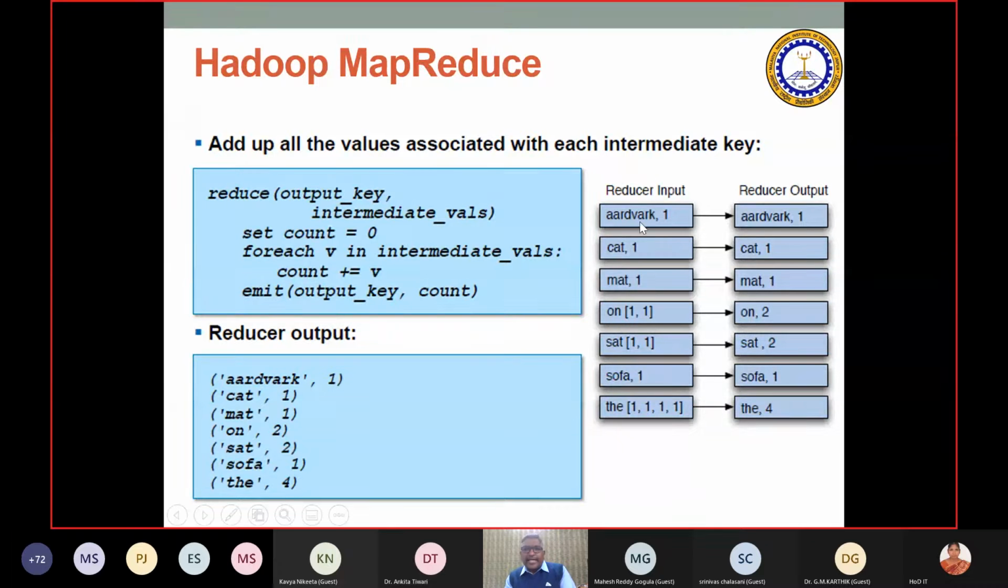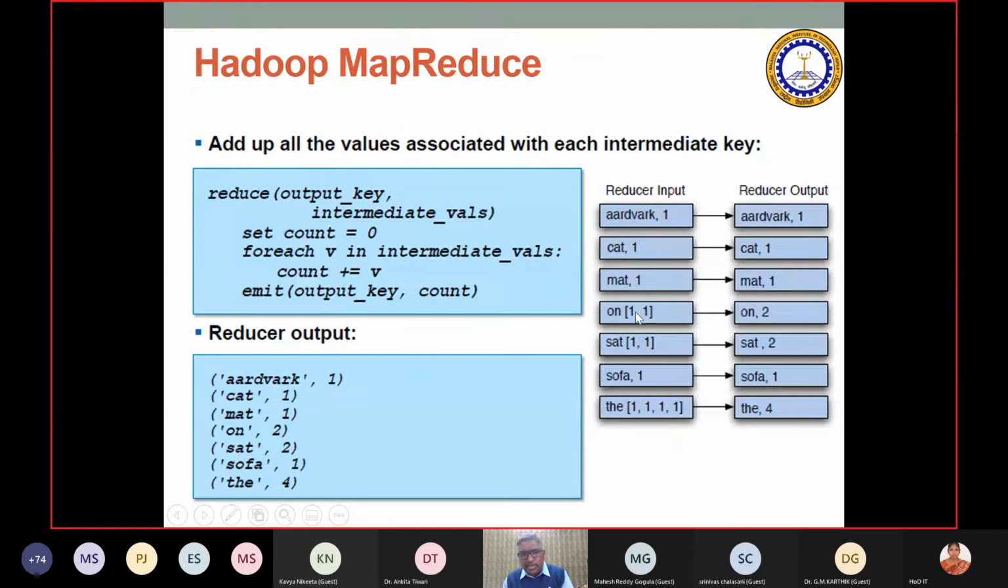So now what has happened here? As we see, aardvark is the key, and the value is 1. Cat 1, mat 1. On, it has intermediate values. What are the intermediate values? 1 and 1. Now what should I do? For each v, for each value in the intermediate values, count plus equals v. So 1 is there, then 1 is there. For each v in the intermediate values, count is incremented. So the output key is on. For each "on" there, whatever intermediate values are there, they are added to the count. So finally, the output is the output key plus count.